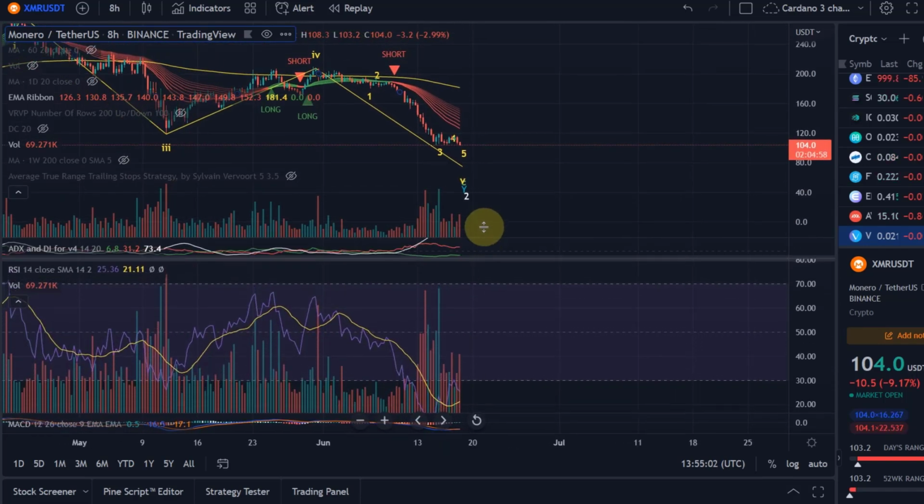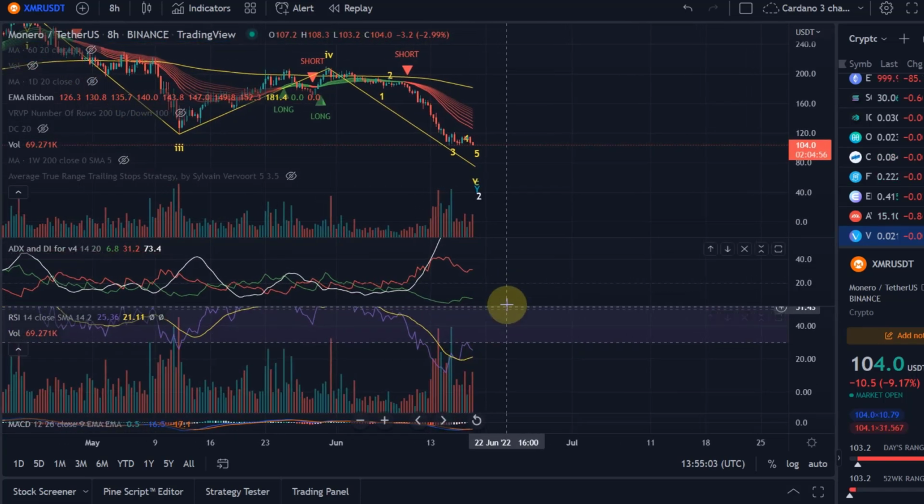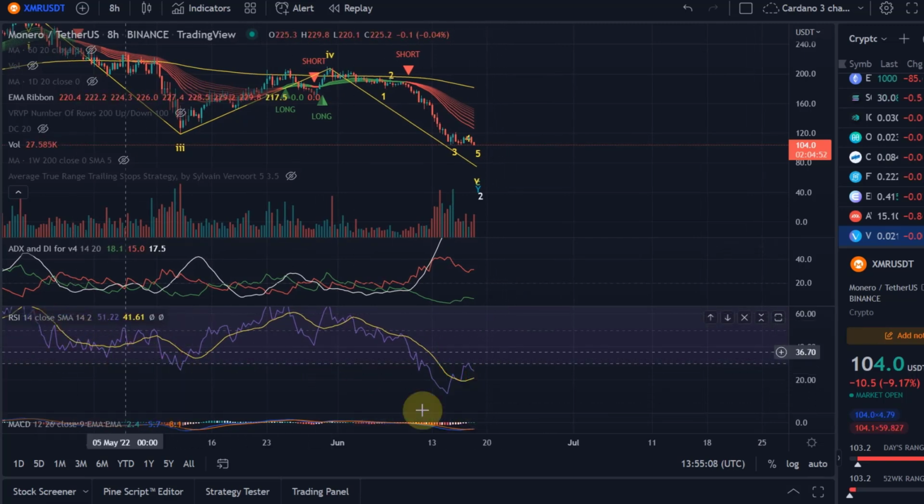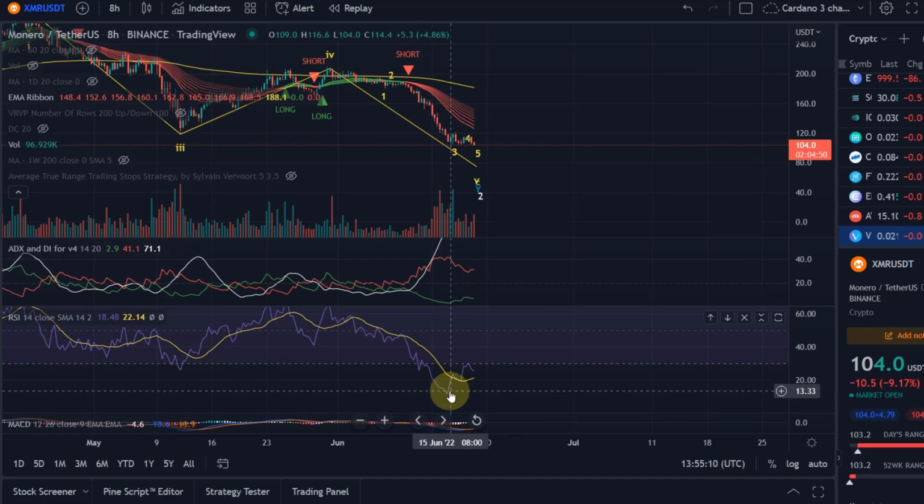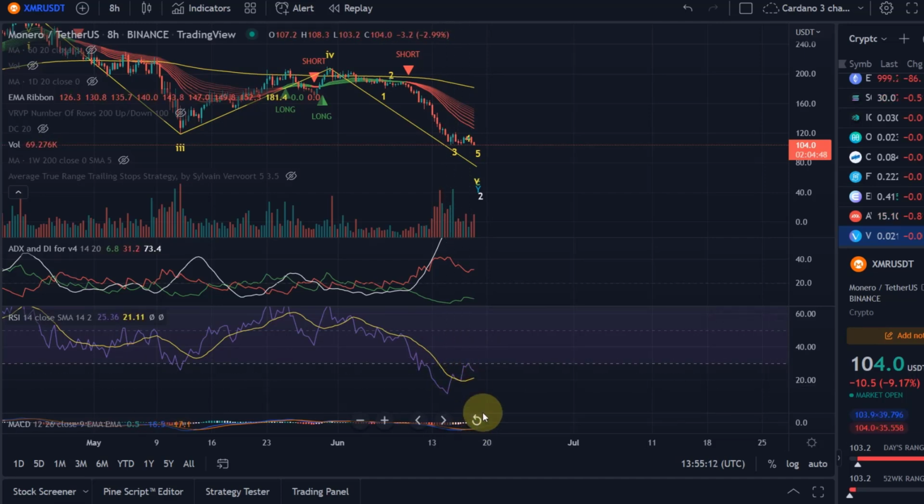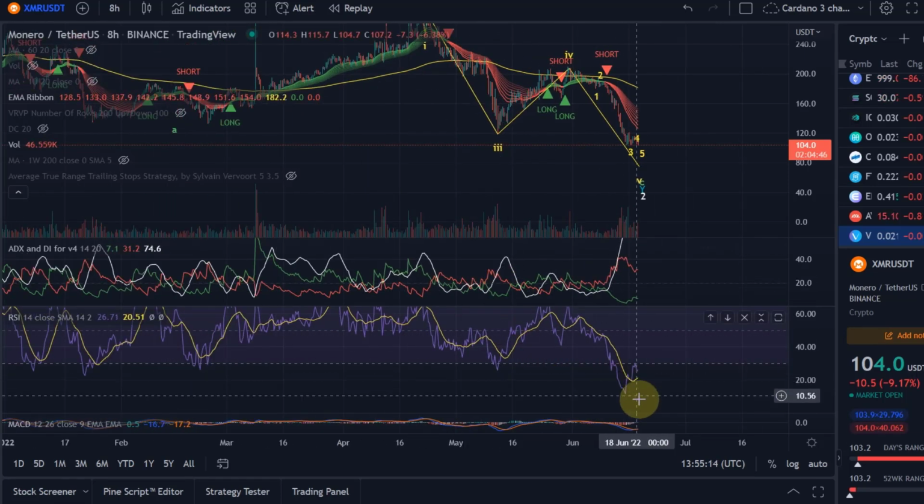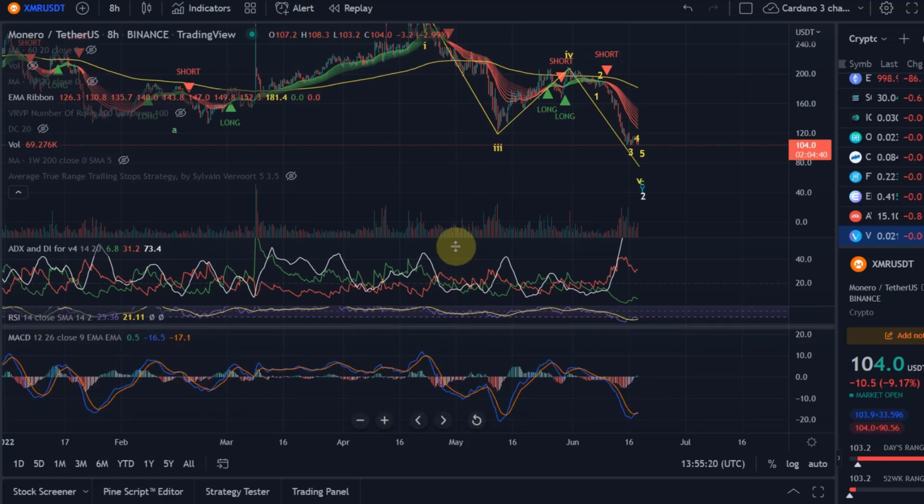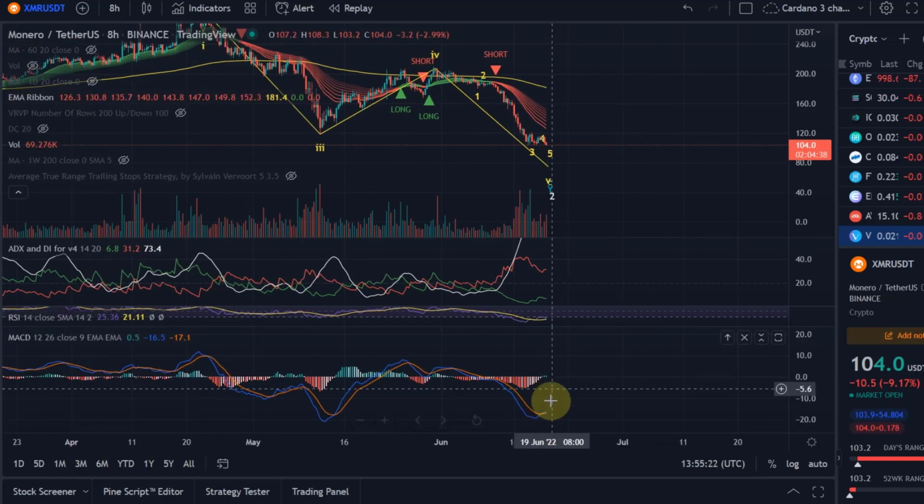I don't know why the, no, I delete that volume. The RSI is massively oversold, but recovering at the moment, but again, it made a lower low actually. The MACD on the 8-hour is now pushing up.